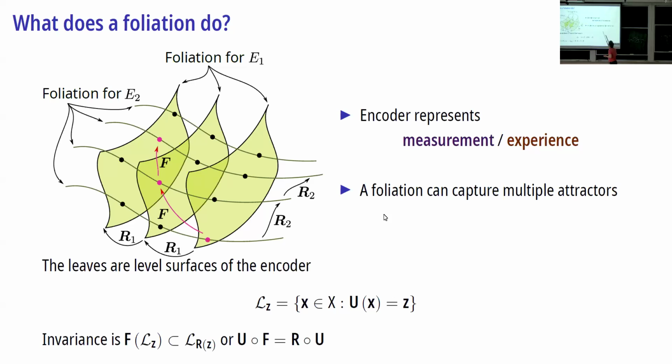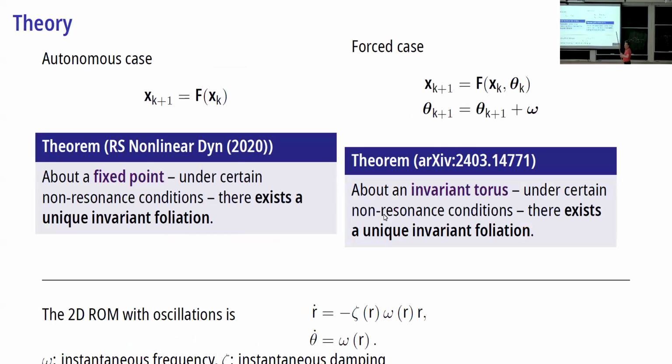Okay, and obviously this is the geometry of it. And if you want to think about it a bit more philosophically, then you can think of the encoder as a measurement, if you're a materialist, right? Or as an experience, if you're an idealist. But that's for another audience, I suppose. And foliations can also capture multiple attractors at the same time, just because the underlying dynamics is nonlinear and can itself have multiple attractors on the lower dimensional space, right? Right, so there's some theory to it.